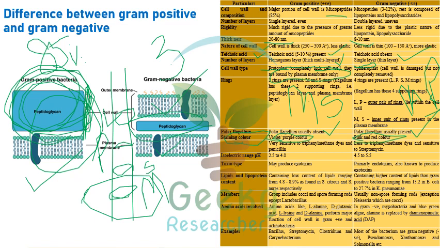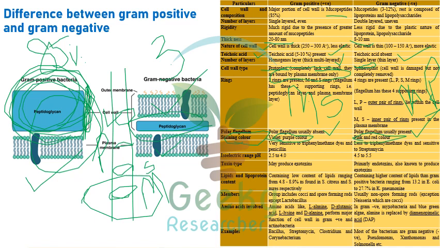Moreover, as I told you, the major composition of the gram positive cell wall is peptidoglycan, right? It is a thick wall, apart from the outer membrane and all those things. The mode of action of penicillin, generally speaking, is to destroy the cell wall peptidoglycan. If more peptidoglycan is there, it is very easy for penicillin to destroy.